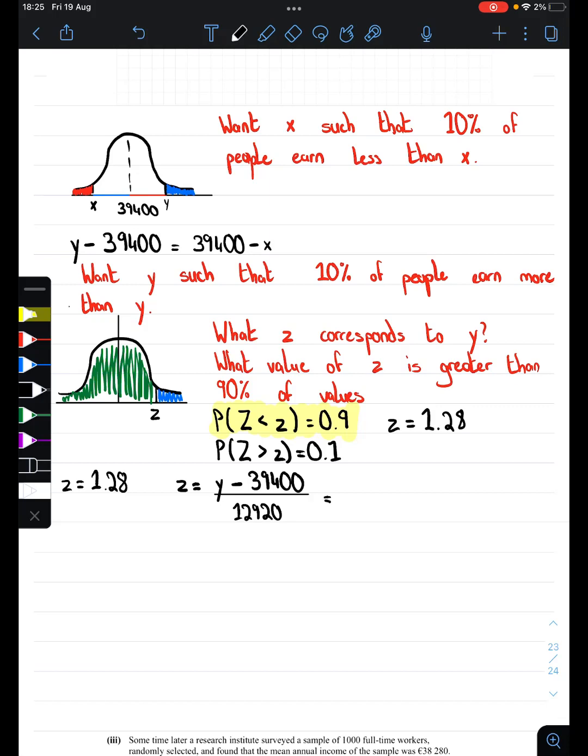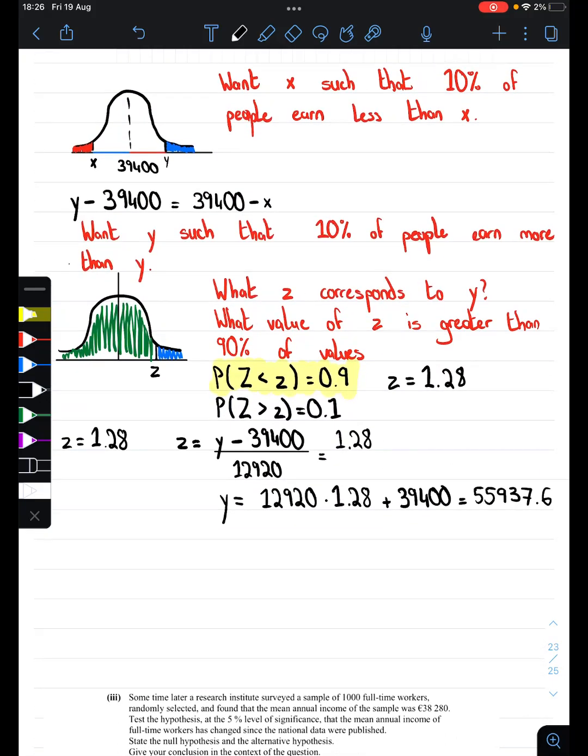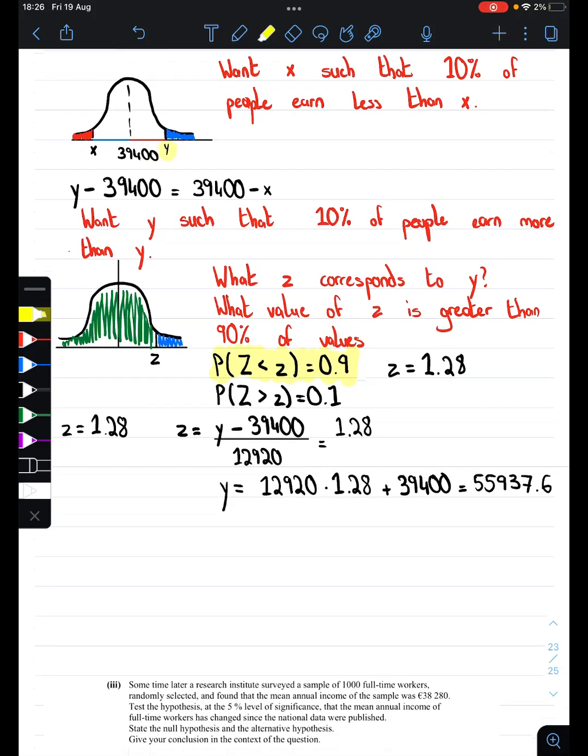And so this equals 1.28. So if we multiply by 12,920 by 1.28 and then add the 39,400, we get 55,937.6. Okay, so that's the earnings that 90% of people earn less than. So this is this earnings y.